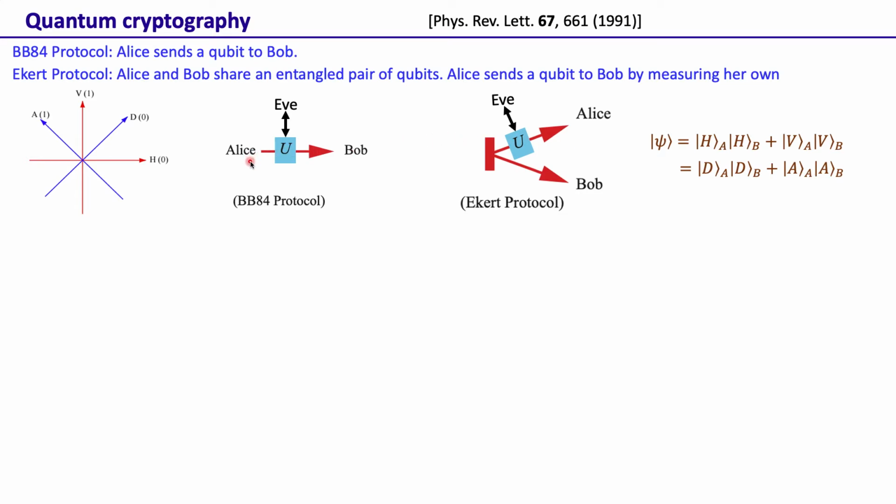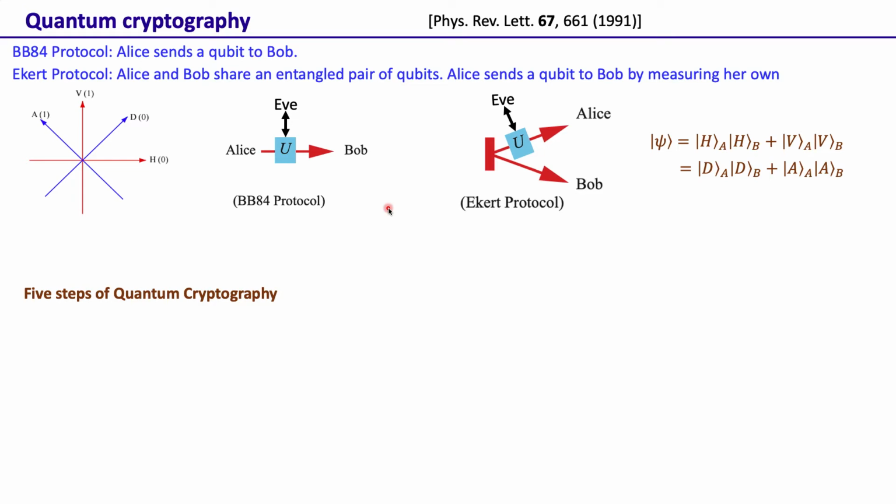So in BB84, Alice just sends a photon to Bob. In this one, of course, the pair of photons are being sent to Alice and Bob. Now, if Alice measures her photon in the H basis, for example, then Bob will get the photon in the H basis, and so on. So here, by measuring the photon, Alice sends that particular other pair to Bob. That way these two are equivalent.